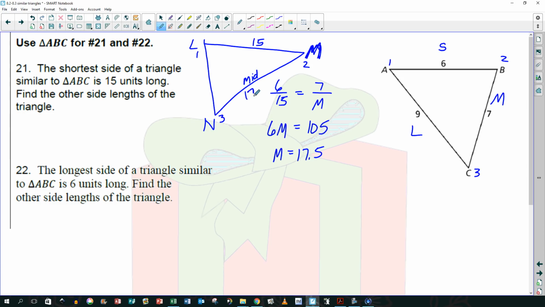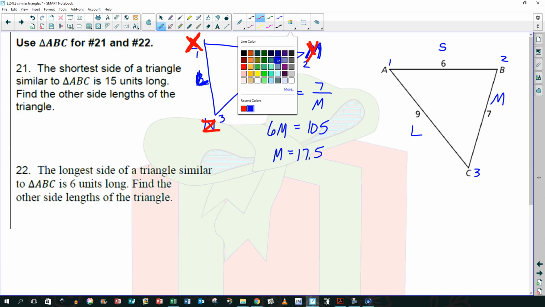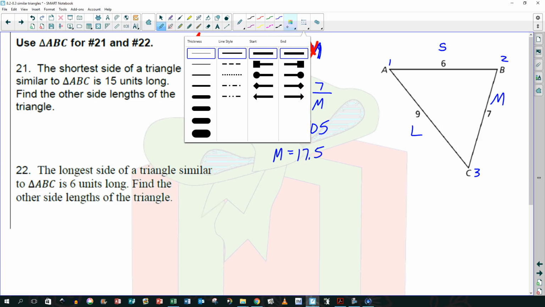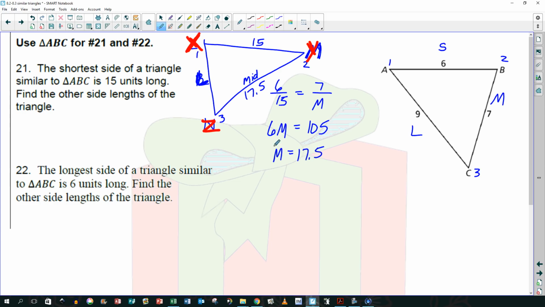So this is 17.5. I'm going to call this the big side, or the largest side, I guess. We'll call this largest. I should have chosen different letters. Let's rename this. Let's call it X, Y, and Z, where we don't get L's and M's confused. All right. So going back, the middle side is 17.5.